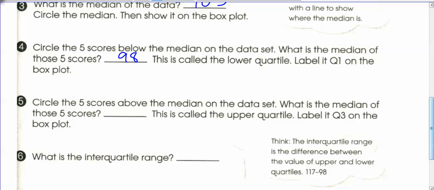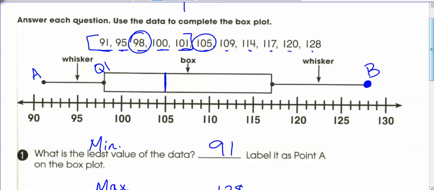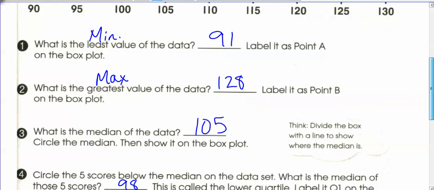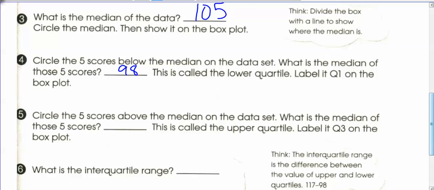The next one: circle the 5 scores above. We're not circling them, but what is the median of those 5 scores? This is called the upper quartile. Label it Q3 on the box plot. So we're going to look back at our data set. I'm going to write this in red. We're going to look from 109 to 128. We want to find the middle value, which is 117. So down here, we know the upper quartile is 117.